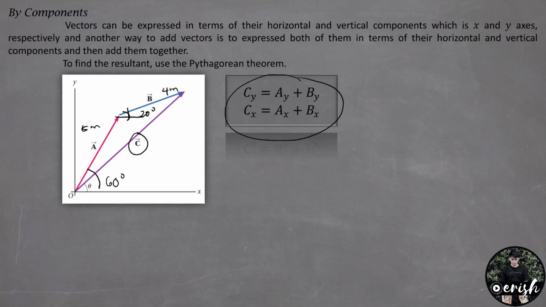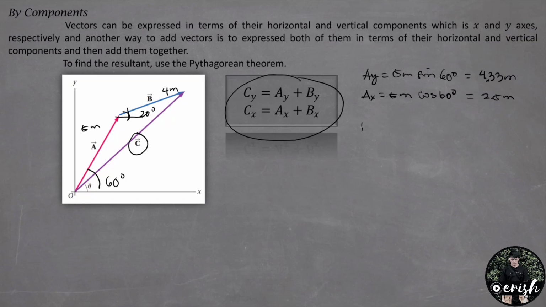For vector A, solve natin yung vertical and horizontal components. Let's start with AY. So we have 5 meters sine 60 degrees, and ang AY natin is equal to 4.33 meters. For the horizontal component naman, 5 meters cosine 60 degrees, this is equal to 2.5 meters.